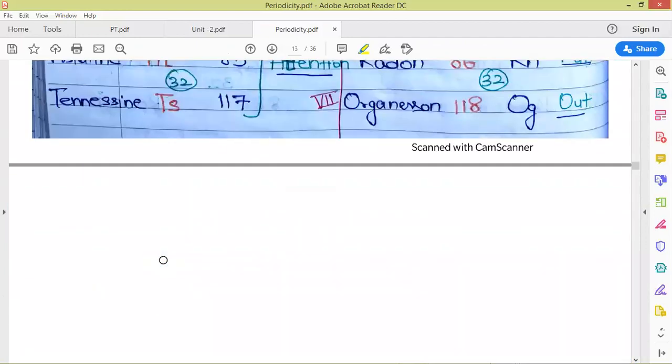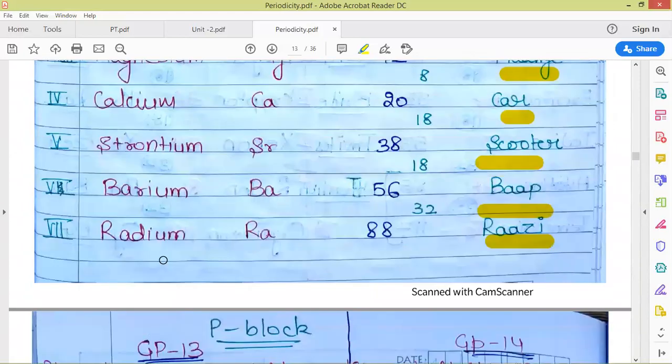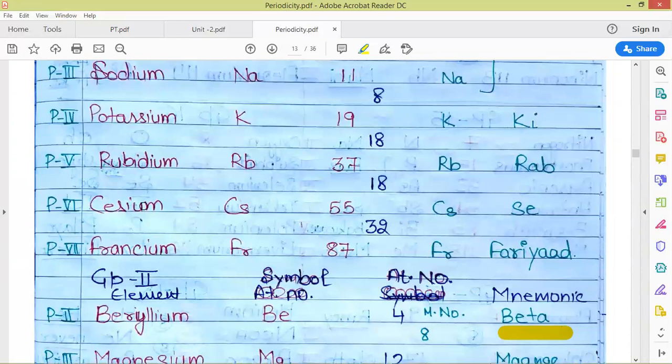Here we have learned the periodic table except for the F block elements, and we have discussed the groups, periods, and blocks of the periodic table. So that is it for today.